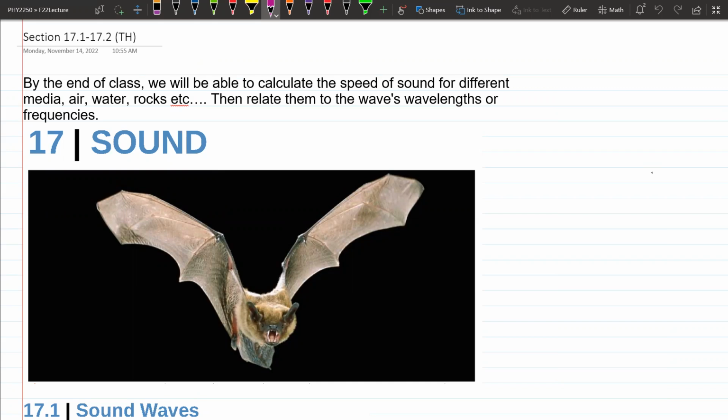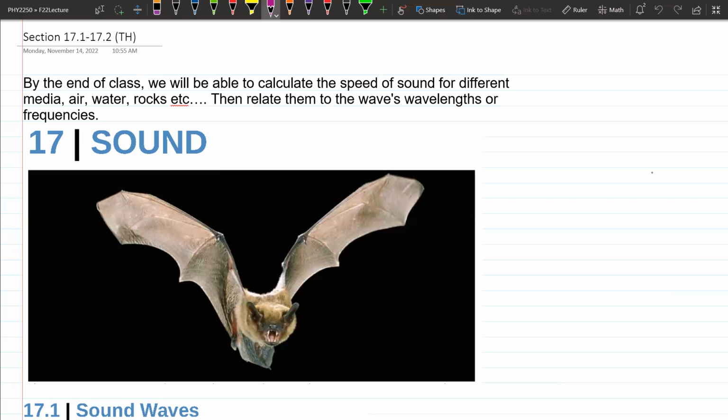By the end of the class today, we should be able to calculate the speed of sound in different media. The one that we're usually listening to sound in is air. That's how you're able to hear my voice. There's a particular speed of sound. But if I was a dolphin talking underwater to other dolphins, they would have a different speed of sound that's faster. And if you were some sort of rock creature that lives in the mountain and talks through rocks, you can actually transmit sound through rocks also.